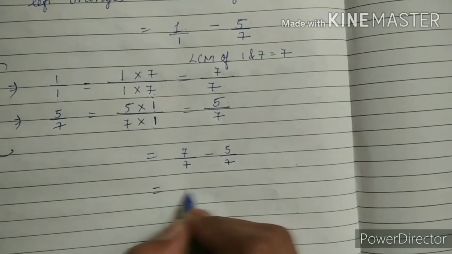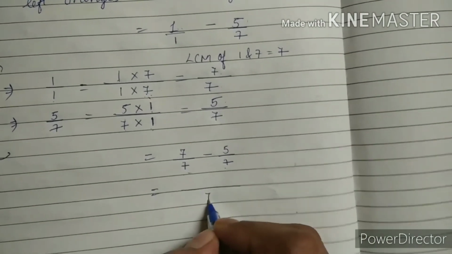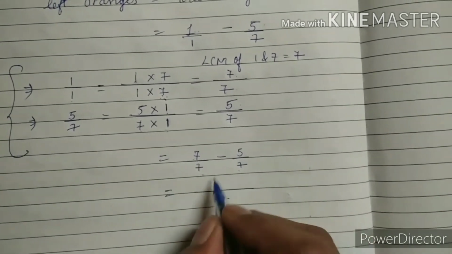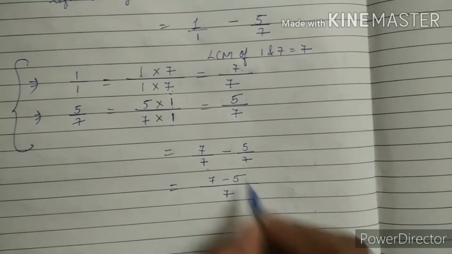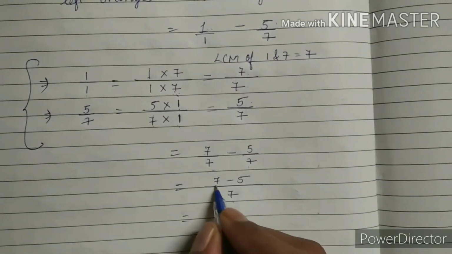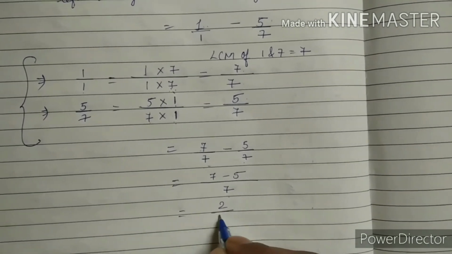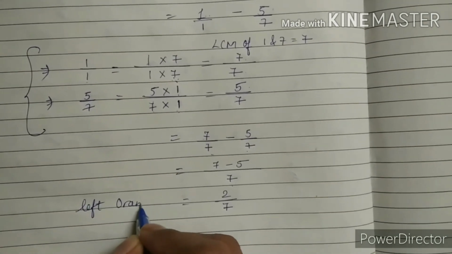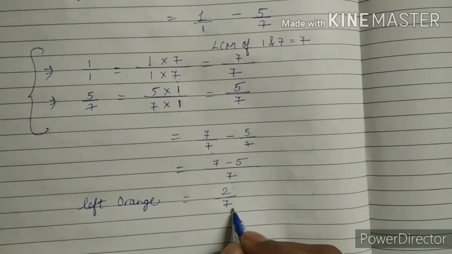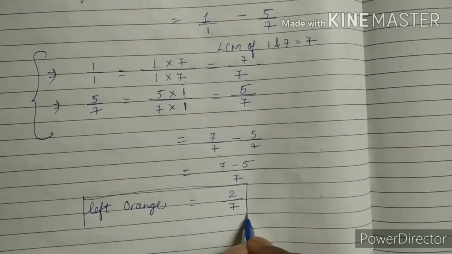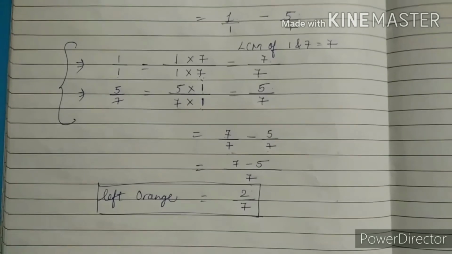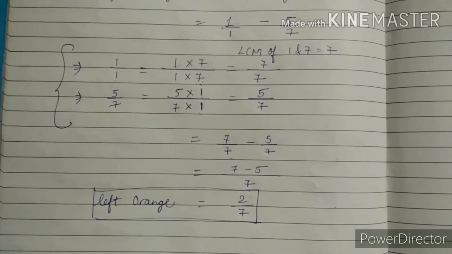Now you can see the denominator is the same, that's why we put 7 only once, and the numerator is 7 minus 5. So 7 minus 5 is 2 and the denominator is 7. So how many are left? The left oranges are 2 by 7. This is our answer to question number 5. So here we completed our exercise 7.5.